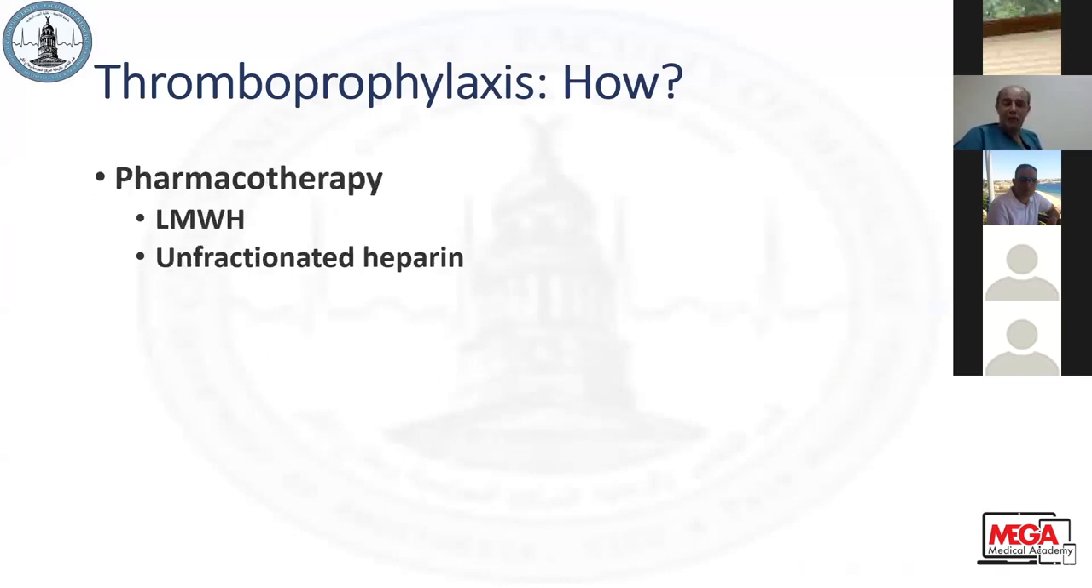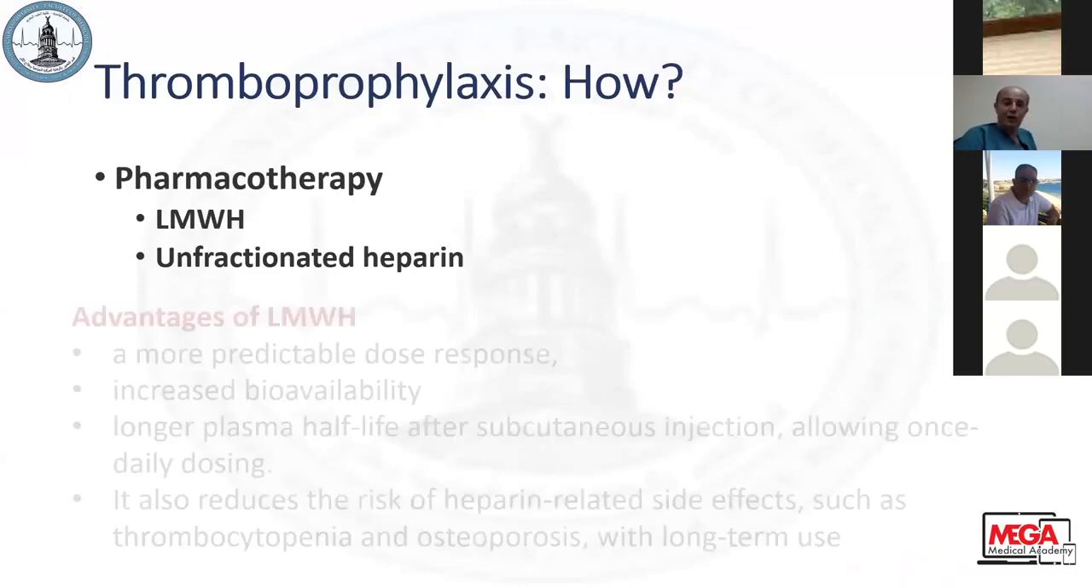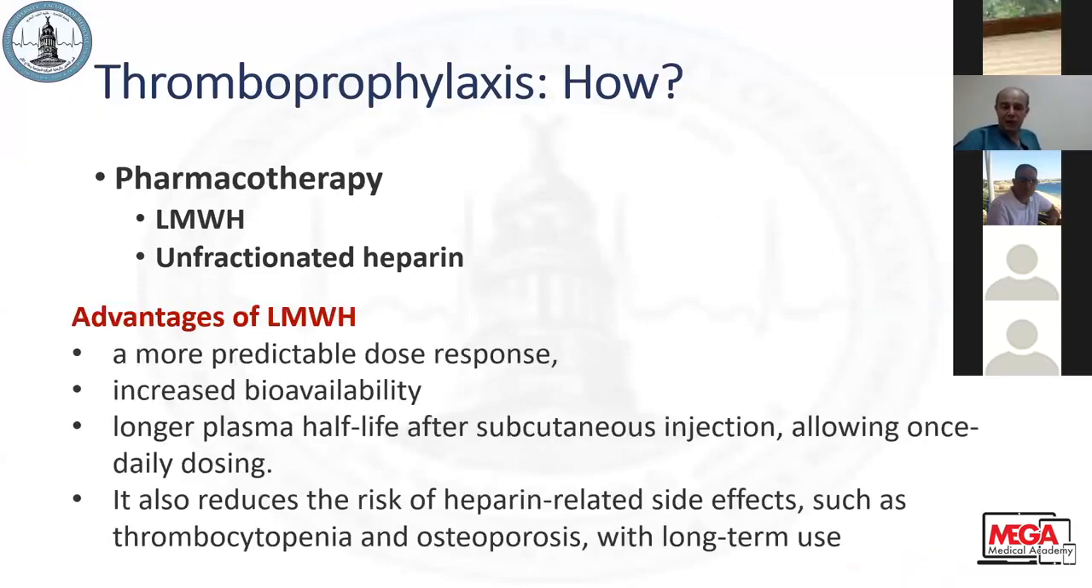As for pharmacotherapy, we have two options, either to use low molecular weight heparin or unfractionated heparin, but there is a superiority of low molecular weight heparin due to its many advantages, including the more predictable dose response, the increased bioavailability, the longer plasma half-life after subcutaneous injections, allowing once daily dosing, which is more suitable for the patients, and fewer side effects such as thrombocytopenia and osteoporosis with long-term use.